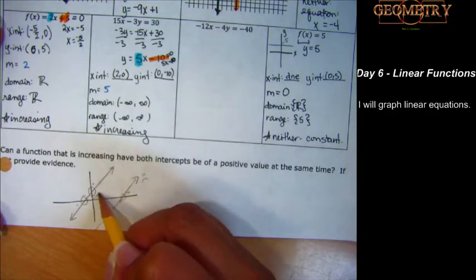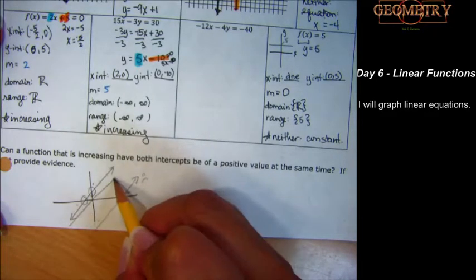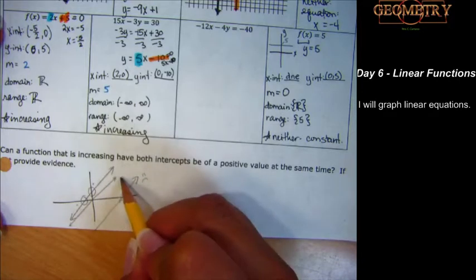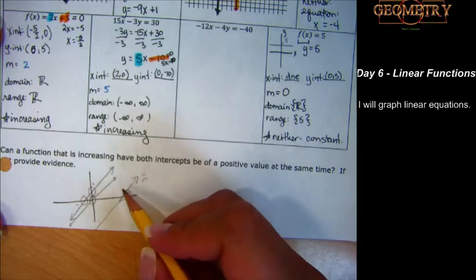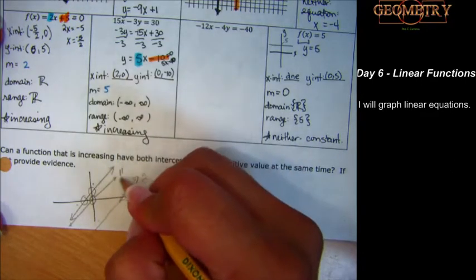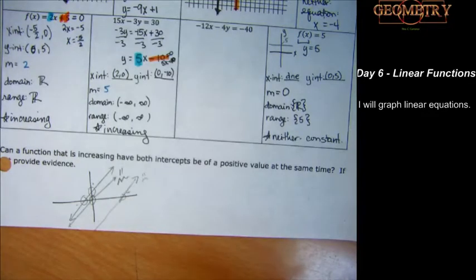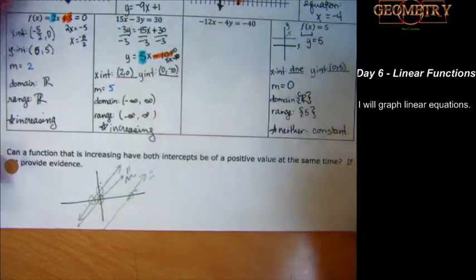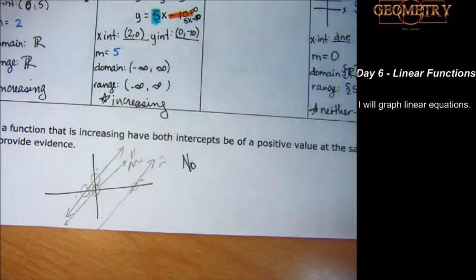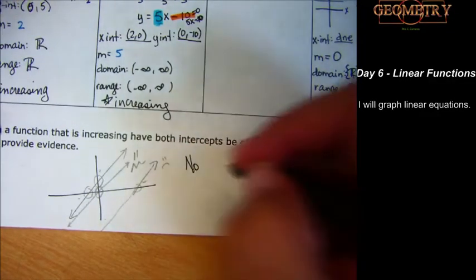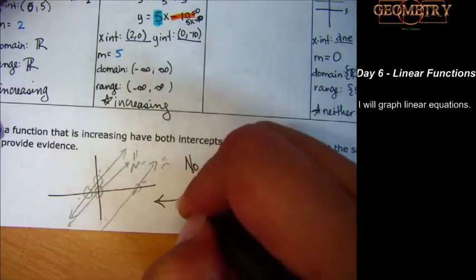If I drew it here, does that work? Is 0 positive or negative? Yeah, neutral. It's neither. So that one doesn't work either. So, is it possible? No. It says, if not, provide evidence. There's my evidence.